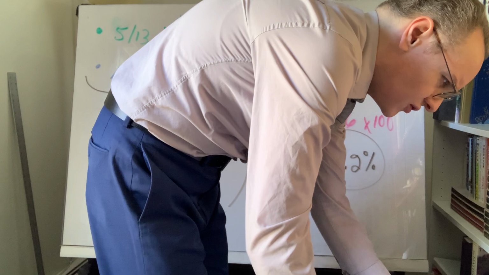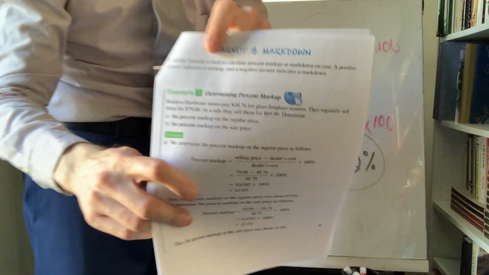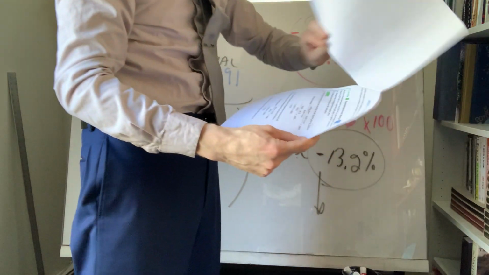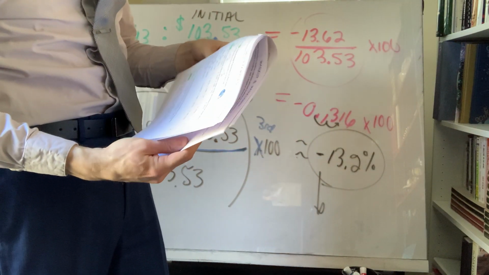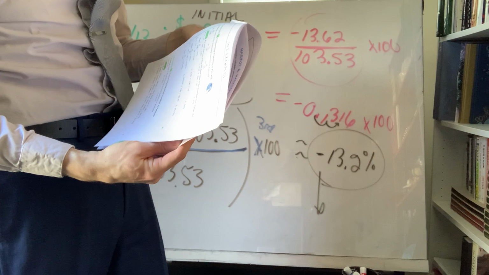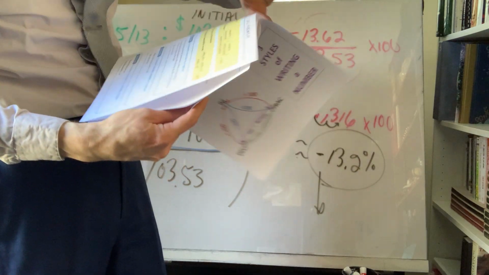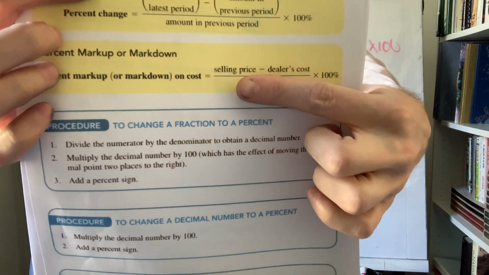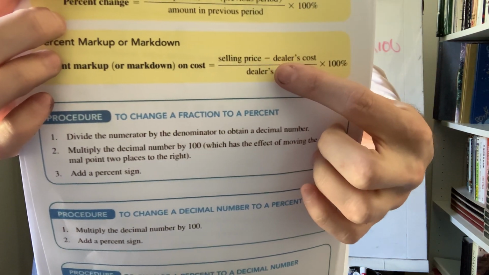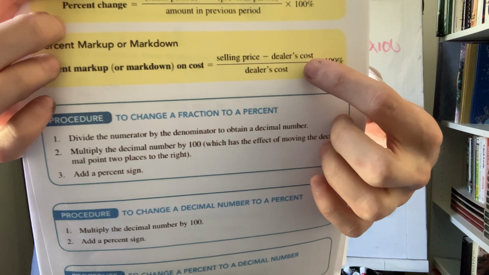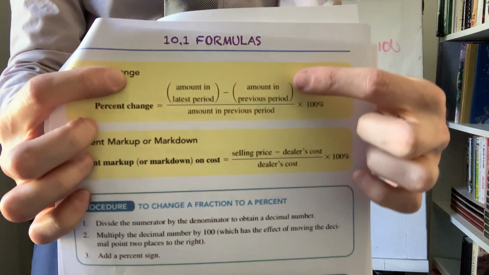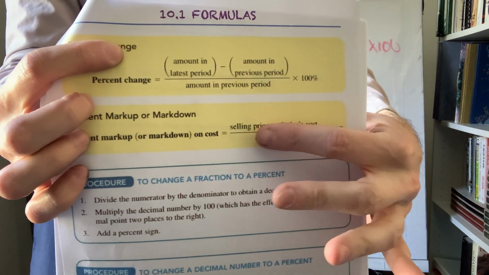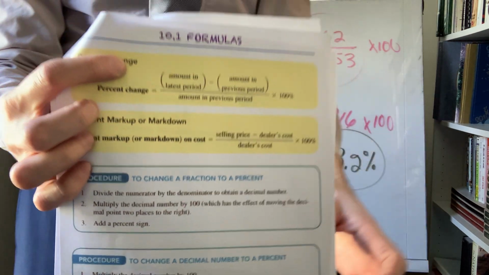The next example, 7, is about markup. Again, there is a formula for markup. If you want to use it, I included it. This is either for markup or markdown: selling price minus dealer's cost divided by the dealer's cost. It's a very similar looking thing, it's just using different labels, if you will.